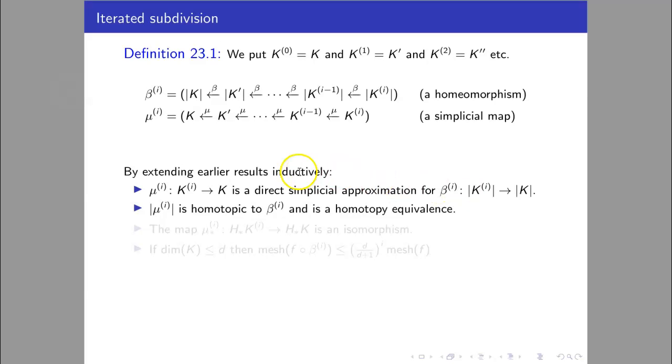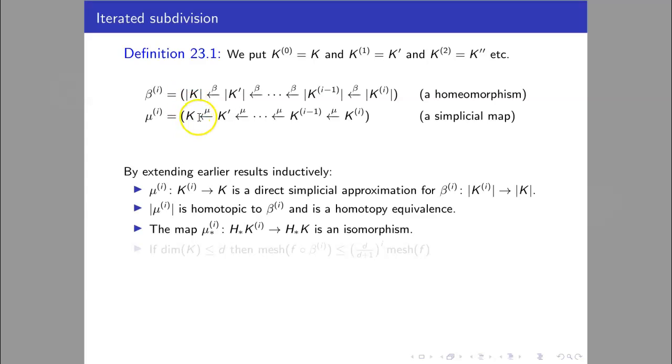Similarly, we know that the realization of mu is homotopic to beta, so each of the maps called beta here is homotopic to the geometric realization of the corresponding mu in this line down here, and homotopy also respects composition, so a realization of mu bracket I is homotopic to beta bracket I. And then each of the realizations of mu's is a homotopy equivalence, so when we take the composite, that's also a homotopy equivalence.